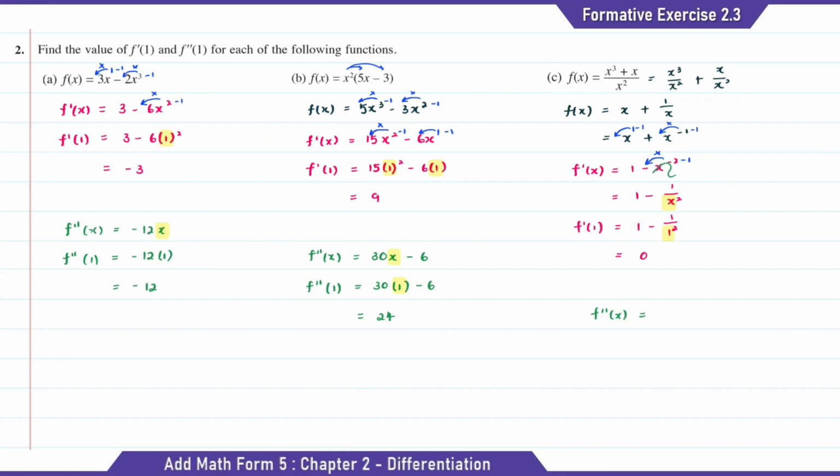Then for the second derivative, it will be negative 1 times negative 2, which is going to be 2x to the power of negative 3, which is the same as 2 over x cubed. Then to find the value, substitute x with 1. Then the answer will equal 2.